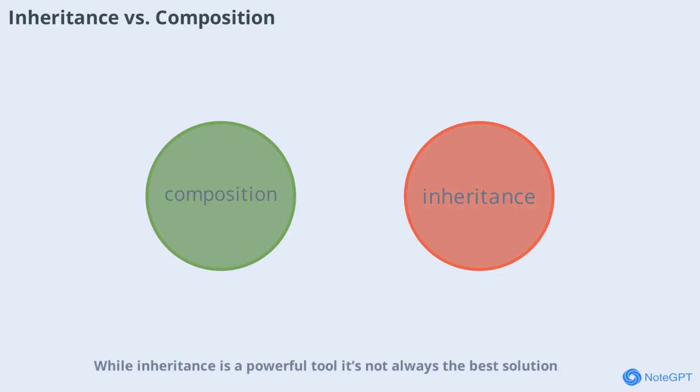While inheritance is a powerful tool, it's not always the best solution. Composition is another way to reuse code by building classes from other classes rather than inheriting from them. This approach can lead to more flexible and maintainable designs, especially when relationships between classes are not strictly hierarchical.